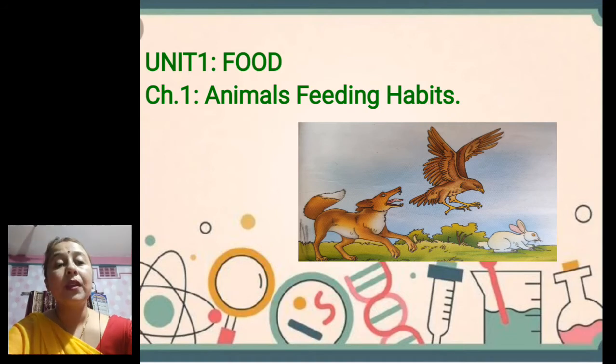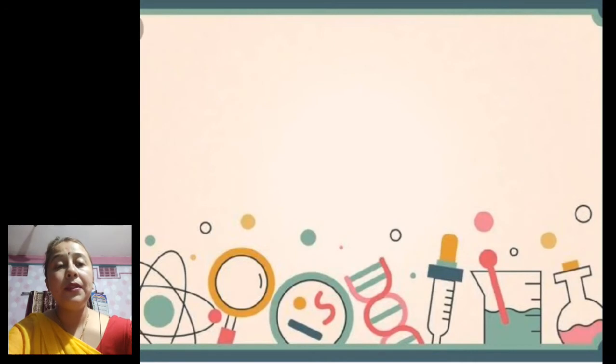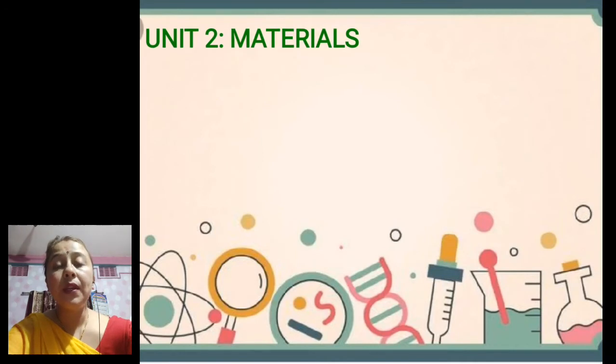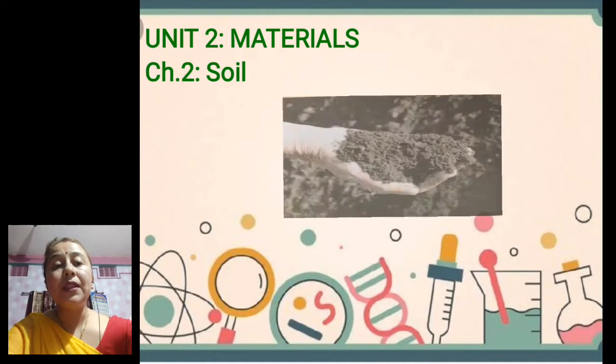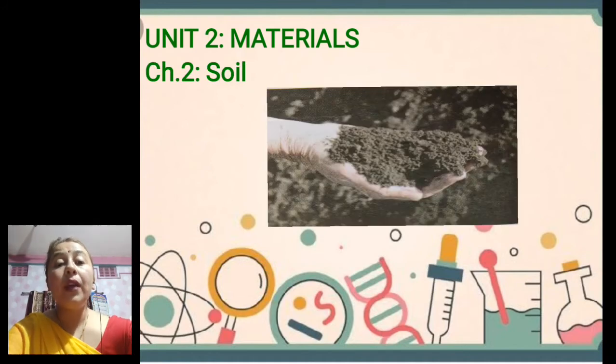Okay, so the next chapter is from unit 2, materials. The name of the chapter is soil, where we will learn how the soil is formed, different types of soil, and we know that different crops grow in different types of soil. So these are the things which we will learn in unit 2, materials, chapter 2, soil.